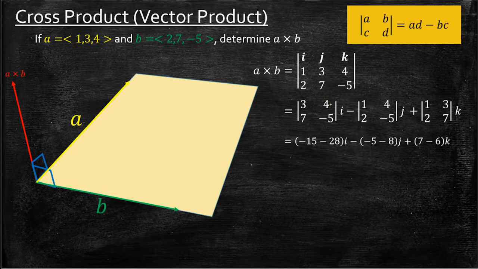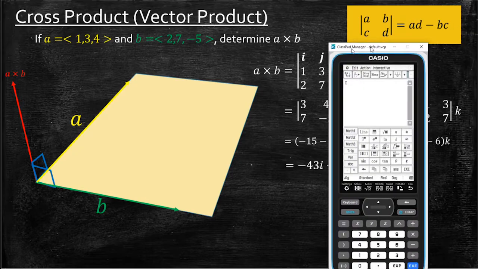Well, we're going to have 3 times negative 5, which is negative 15. Take away 4 times 7, which is 28. Take away, because that's the same, 1 times negative 5 is negative 5. 4 times 2 is 8. We'll take that 8 away. Plus 1 times 7 is 7. Take away 3 times 2, which is 6. And when you simplify all of that, you'll end up with negative 43 plus 13j plus 1k.